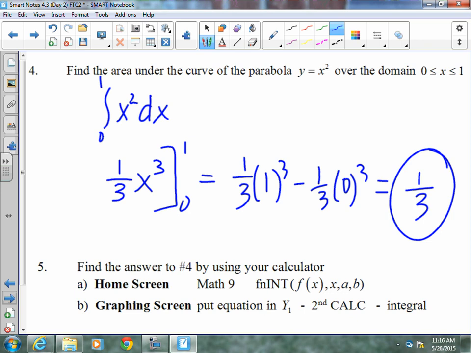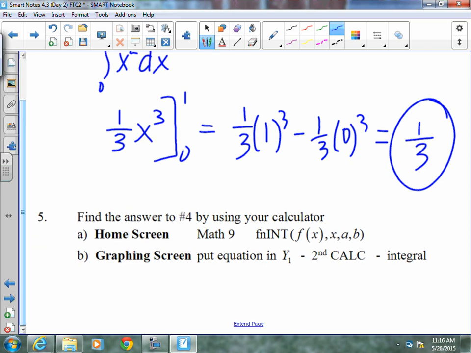On your calculator, we'll talk about this more tomorrow. These are kind of old instructions. If you have an 83, you hit math 9. FNINT will show up. You put the function, comma, x. Tell them what your variable is, that you're using an x, comma, your lower limit, comma, your upper limit. Works the same way on the graphing screen.